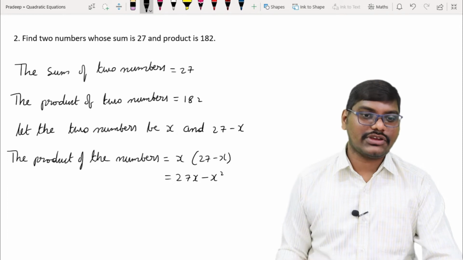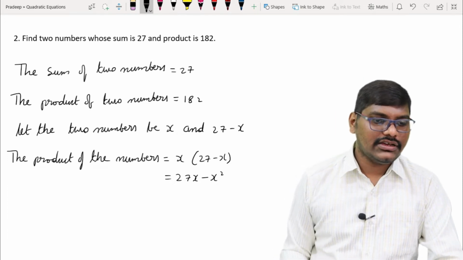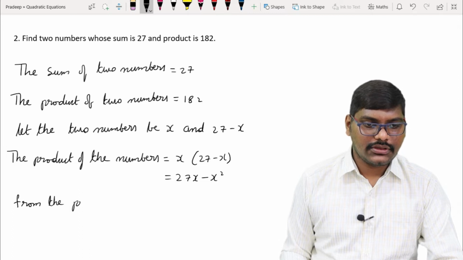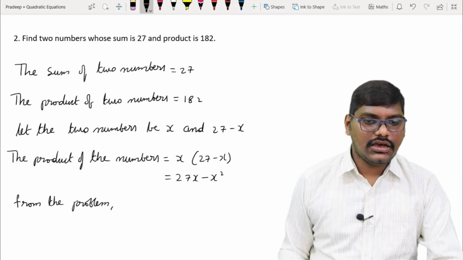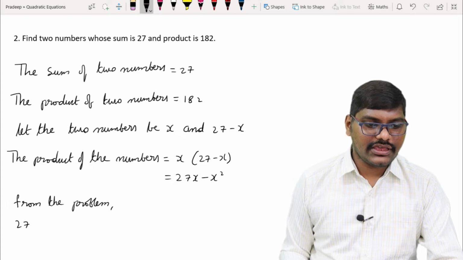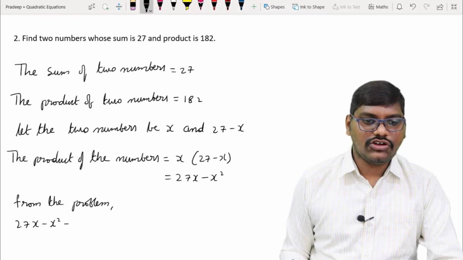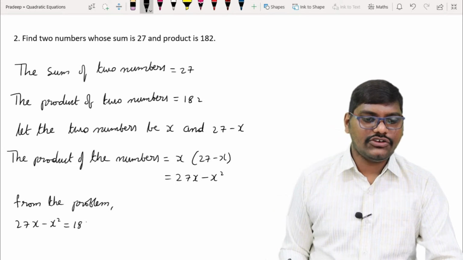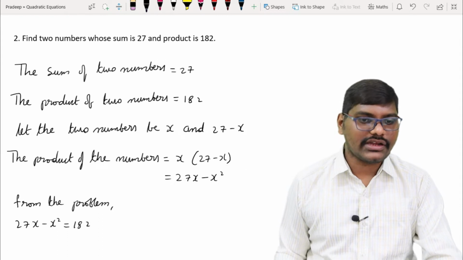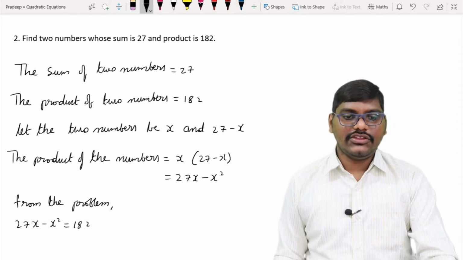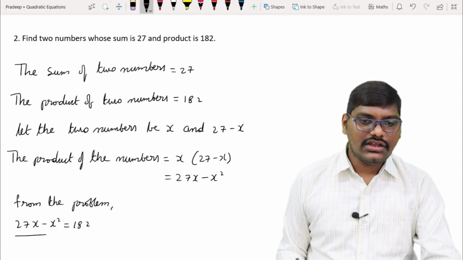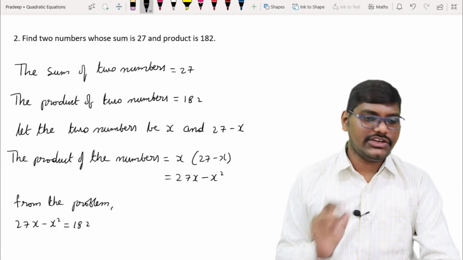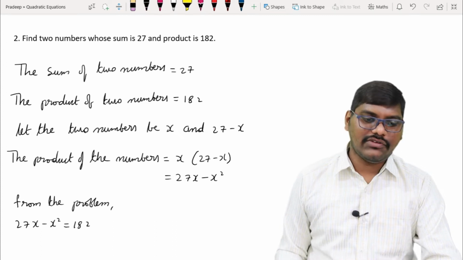So we'll go with respect to the given question. I can write here, from the problem, 27x minus x square equals, when we multiply the numbers, what was the value? That was 182, right? Whenever we multiply these two terms, the value is 182, so we just equated that with 182.